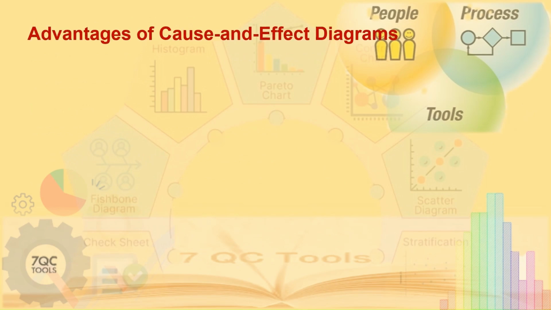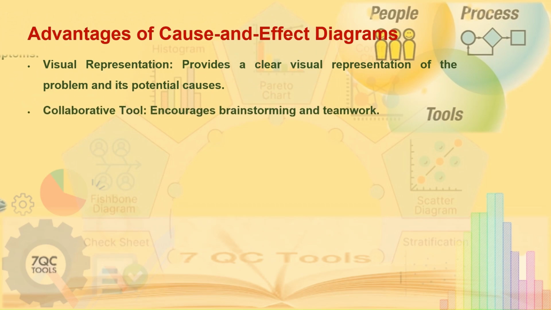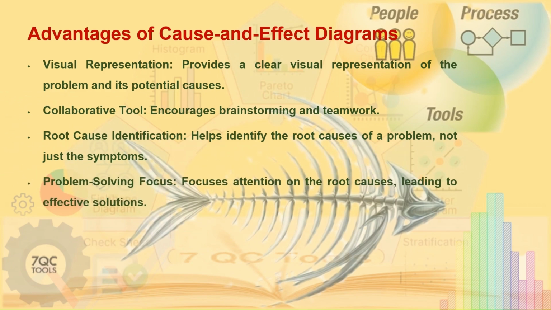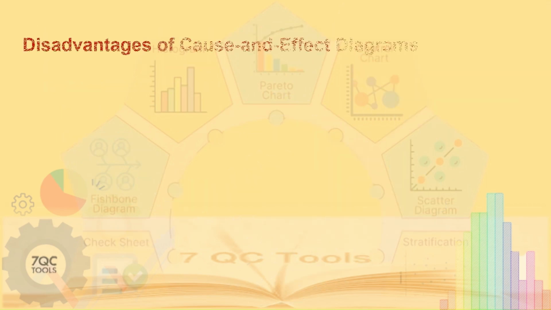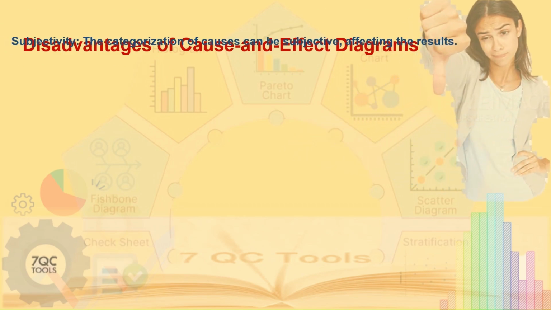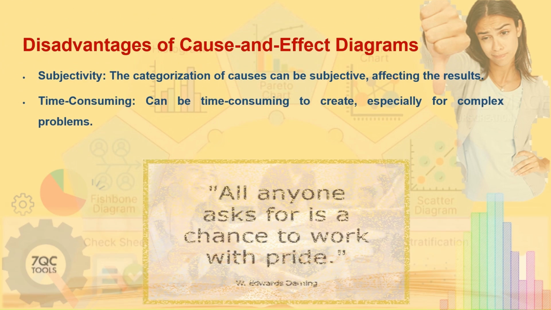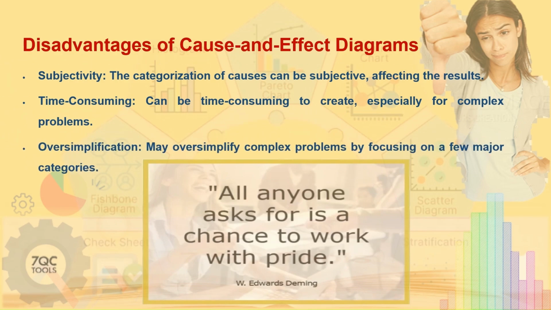Cause and effect diagram provides a visual representation of possible causes and is very useful for team brainstorming and important for teamwork. This tool helps to identify root cause and thereby systematically focuses on problem solving. As seen earlier and applicable to other tools also, subjectivity in categorization of causes will affect the result. If the team focuses on only a few major categories, it may oversimplify the problem and will fail to get the desired result.